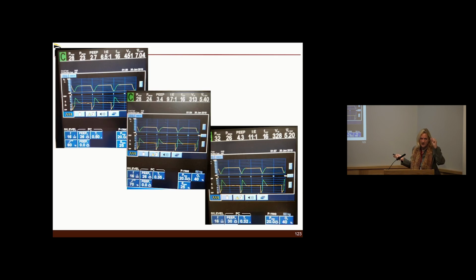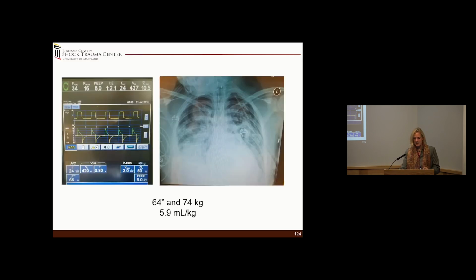This gradation is really important. We go to 0.32. Look at what happened to my volumes. I went from 451 to 313. I went back up a little bit, but that was because the P high went from 26 to 30. So again, really important: there are usually lower tidal volumes when you're rescuing an ARDS patient using TCAV.